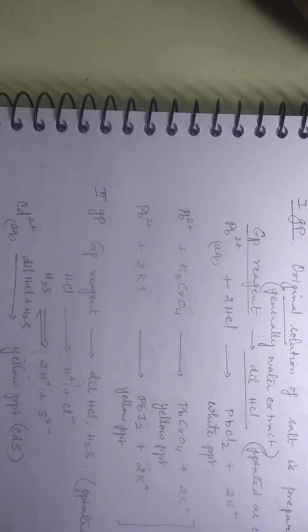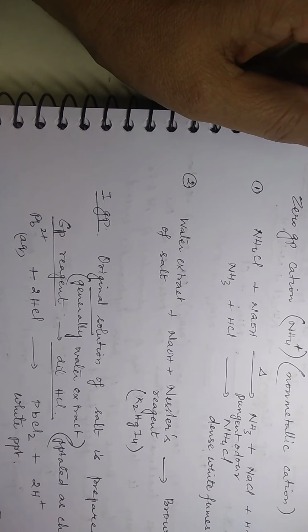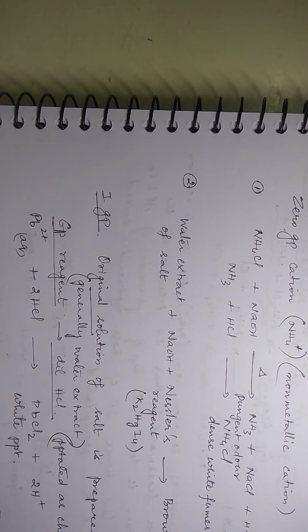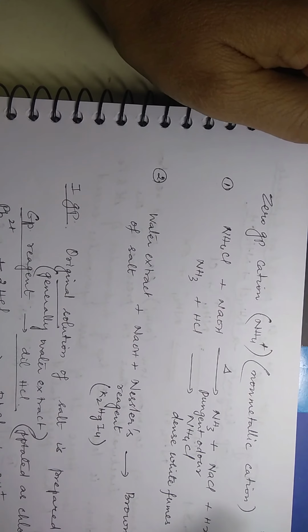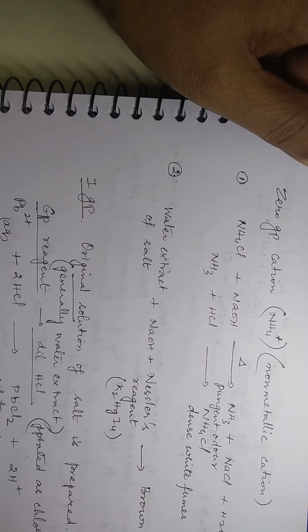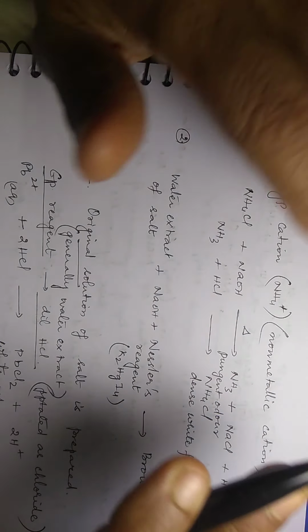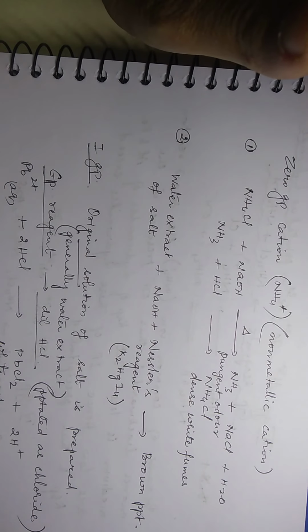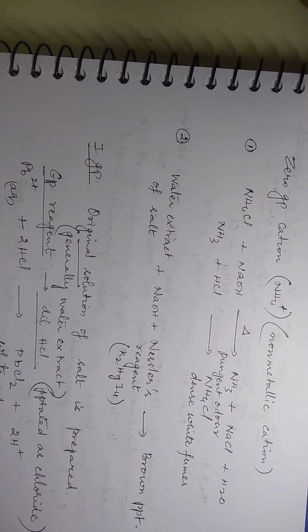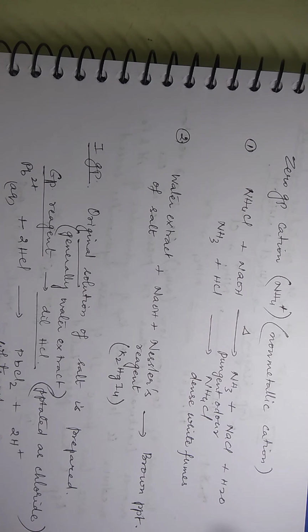Now let us see how it is done. In the case of the zero group cation, what is done to find it out? The zero group cation does not come under this common ion effect. It's a different thing. But you need to know the cation analysis. That is why I have included the zero group also.